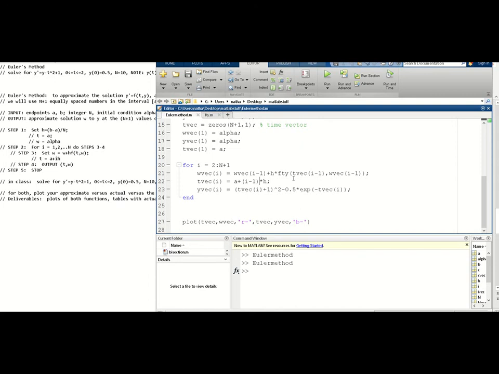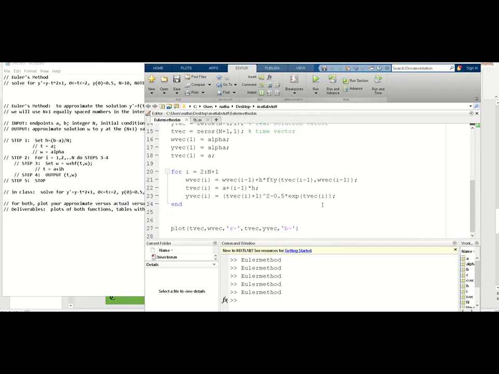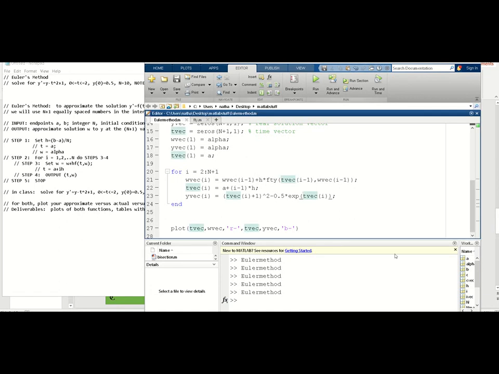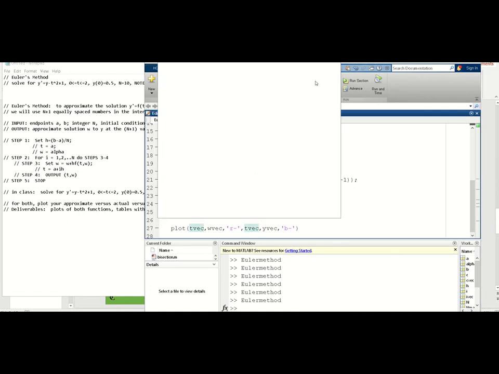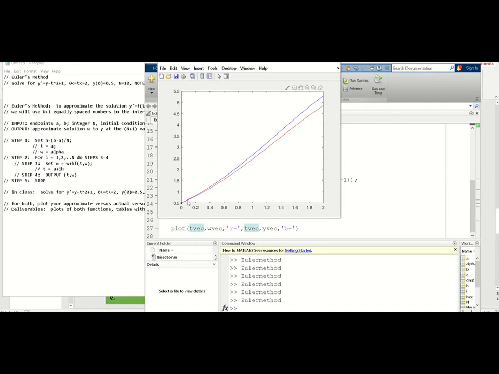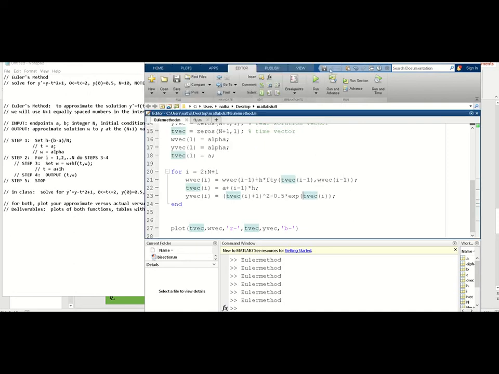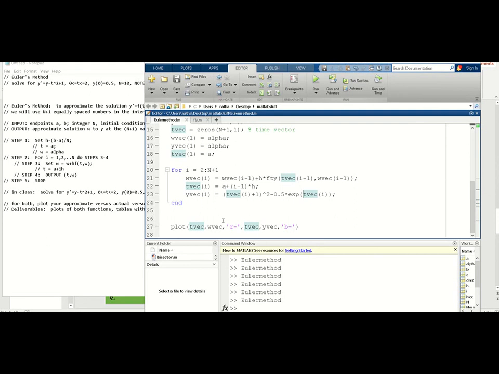Let me double check this real quick. Okay, I found my mistake. I shouldn't have had a negative sign there. Freaking negative sign. Okay, do you see how over time it falls away from the actual solution? So there we have that. Now, I didn't change anything else in the code, just that errant negative sign.